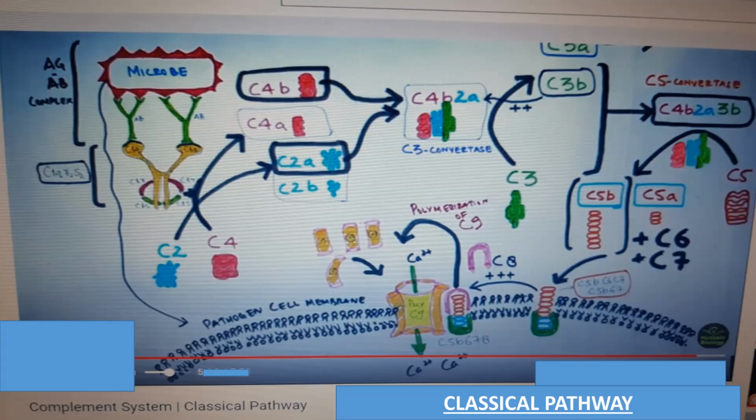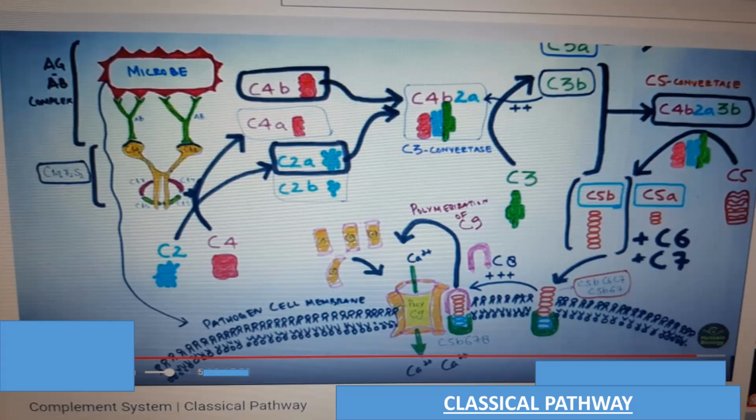This C5 convertase enzyme will cleave the C5 complement into two components or fragments, C5A and C5B. So, as you know, C5A anaphylotoxin diffuses away and is not taking part in the complement system. The C5B will be here.